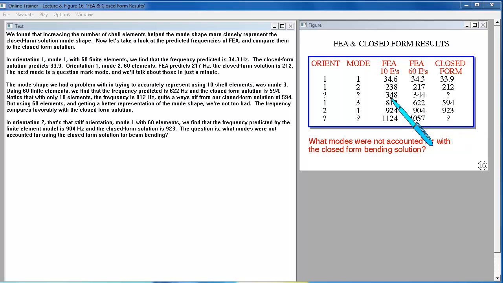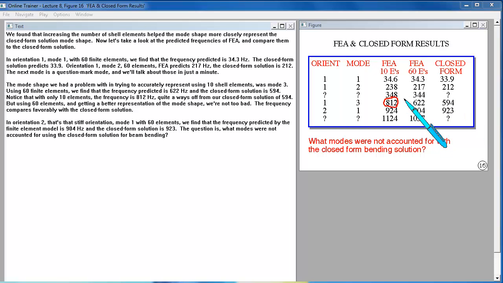The mode shape we had a problem with trying to accurately represent using 10 shell elements was mode 3. Using 60 finite elements, we find that the frequency predicted is 622 Hertz, and the closed form solution is 594. Notice that with only 10 elements, the frequency is 812 Hertz, quite a ways off from our closed form solution of 594. But using 60 elements and getting a better representation of the mode shape, we're not too bad. The frequency compares favorably with the closed form solution.